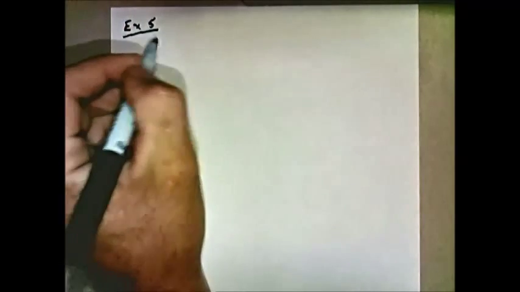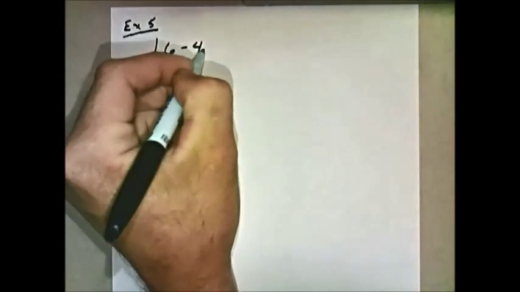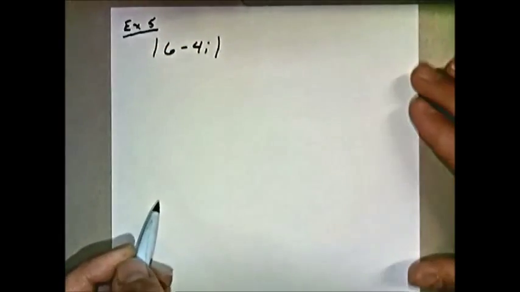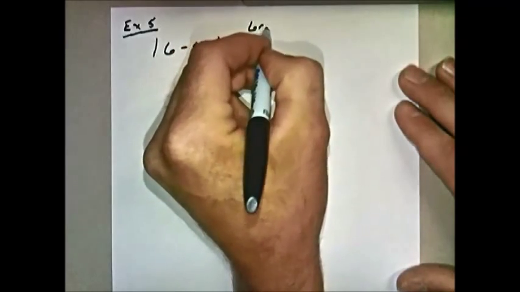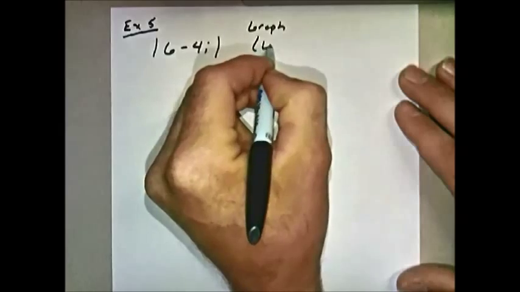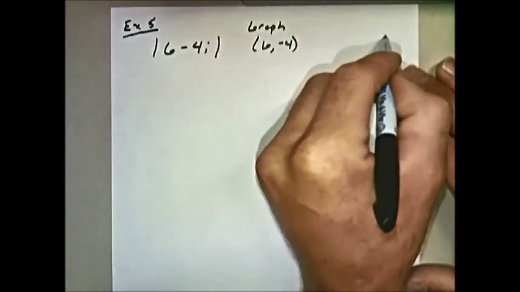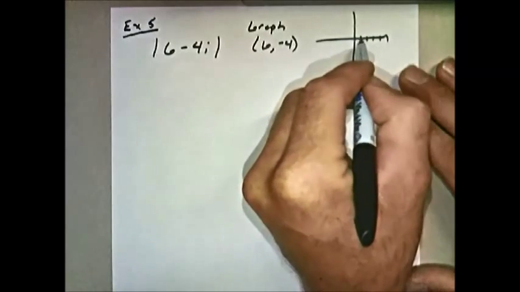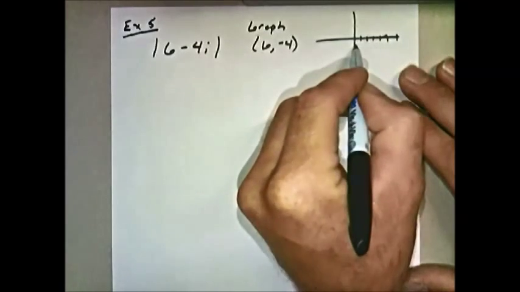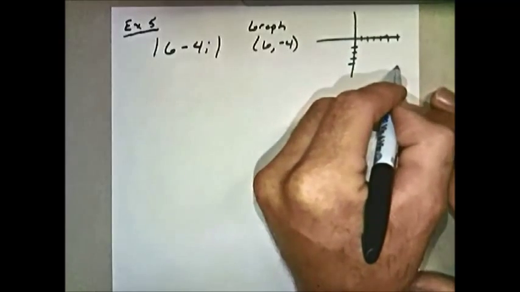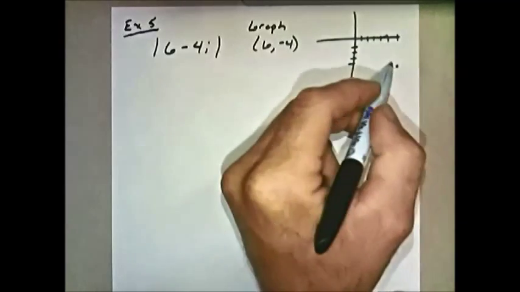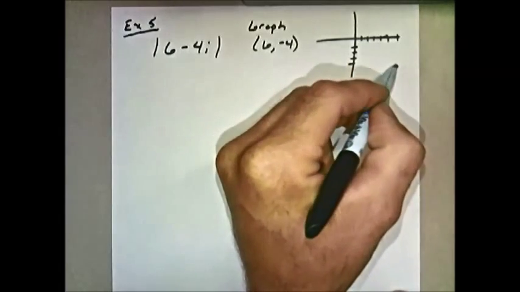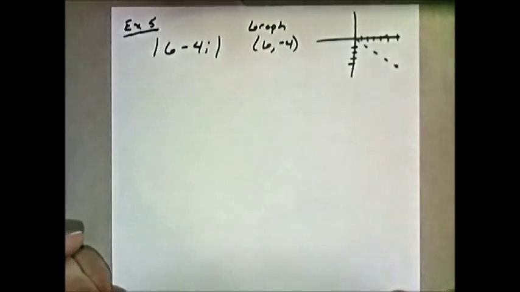In example 5, let's take the absolute value of 6 minus 4i. Again, we could look at the graph of this. We would be graphing the point 6, negative 4. So looking at the graph, we would come over 6 and come down 4. So this would be our point. To take the absolute value, we're looking for this distance.